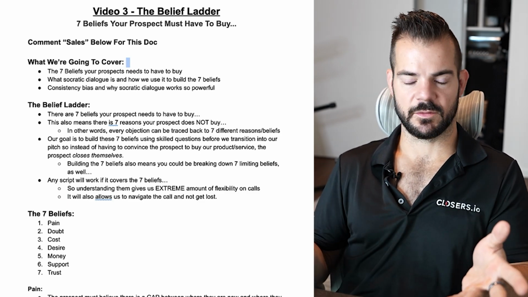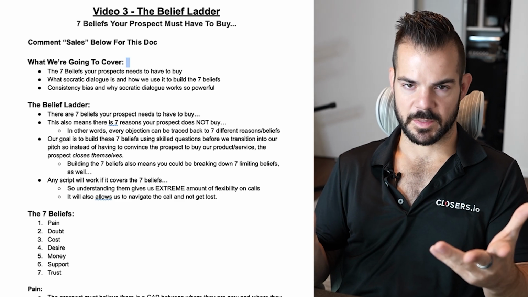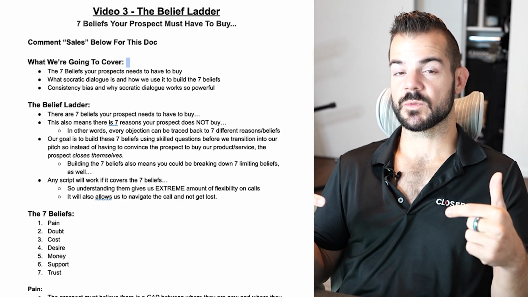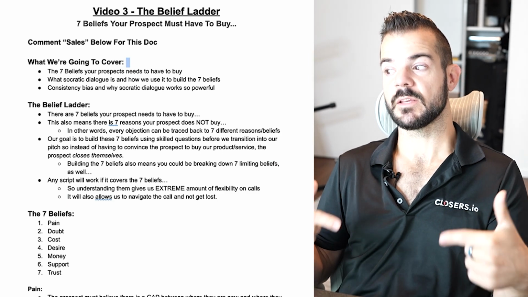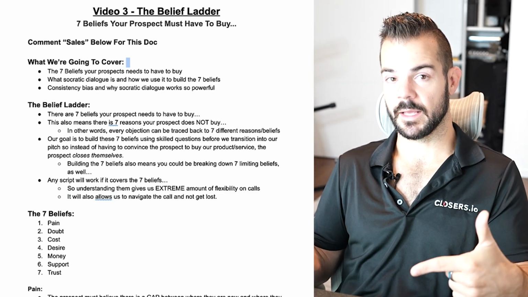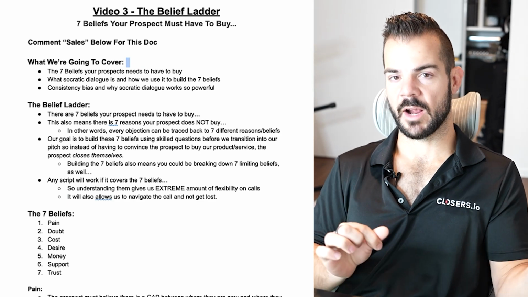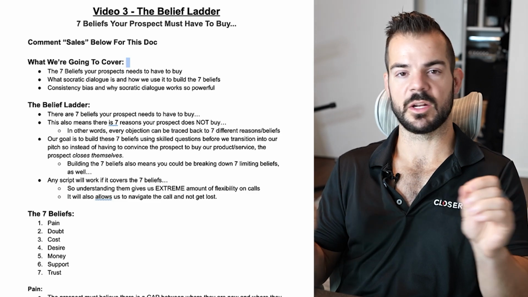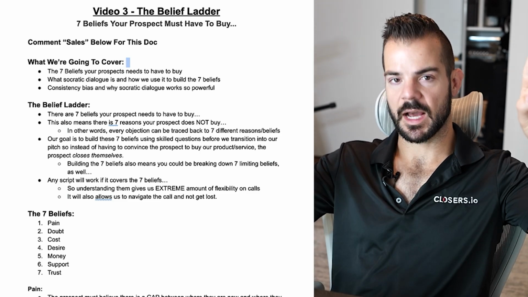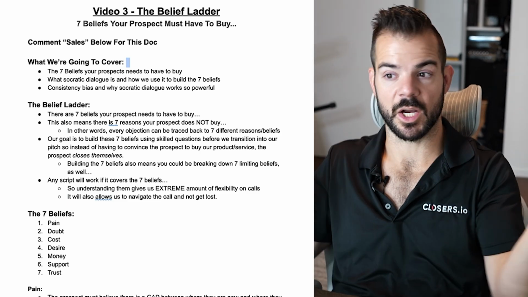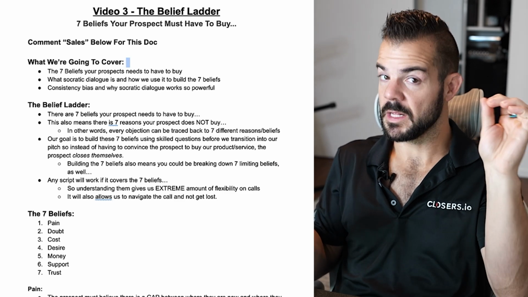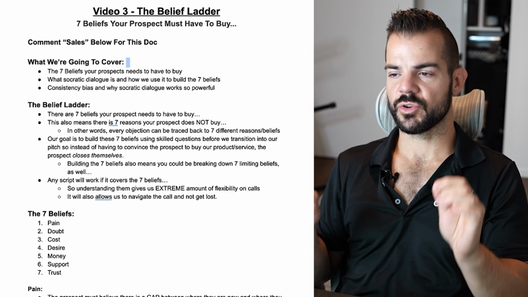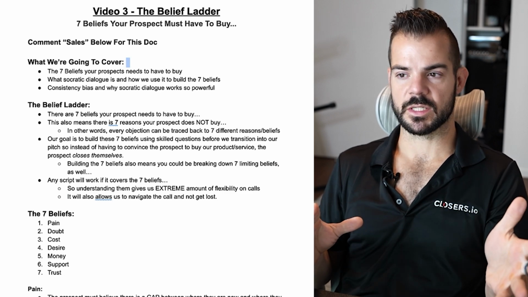So what is the belief ladder framework? There's 7 beliefs your prospect has to have to buy. This also means there's 7 beliefs and reasons why they don't buy. So there's 7 beliefs they need to hold true to buy. But also, if you invert every single one of those, any single objection you get ties back to one of 7 beliefs of why they're not going to buy. Okay? So again, I'll repeat that because it's very key. Every objection you can get is traced back to these 7 different reasons.